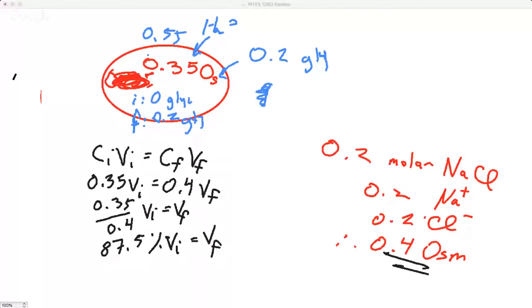Okay. Did that make sense to you guys? Why all glycerol goes inside? Glycerol is permeable, or glycerol can make it through the membrane, so it will. It's the sodium and chloride ions that can't, and that's what forces water to flow instead.